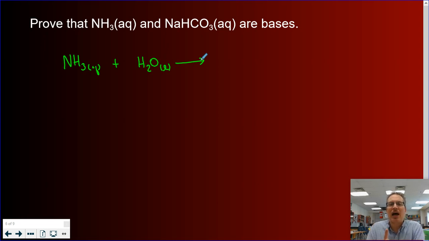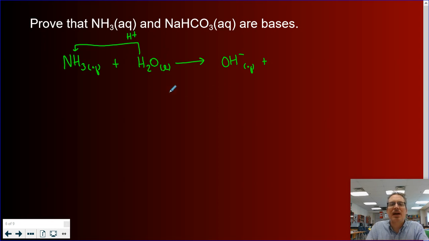Now, we are going to prove that this is a base, which means to do that, we have to make a hydroxide ion. So water is going to donate a proton. And so when H2O loses an H, it becomes OH. And you should remember that because another way to write water is HOH. This guy is positive, this guy is negative. So when we give away this guy, we have OH minus left. So let's put the minus on there.